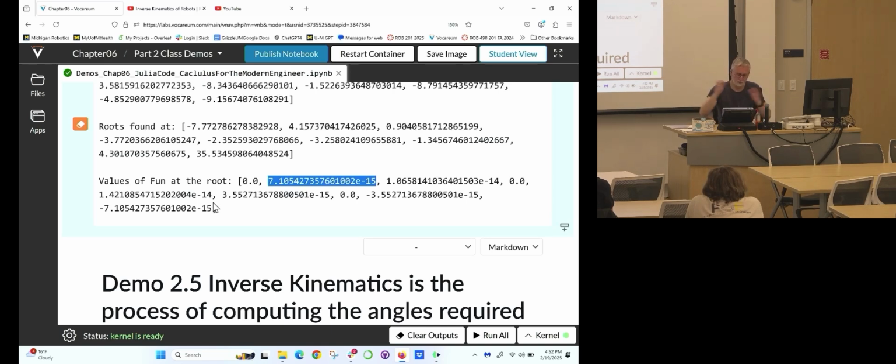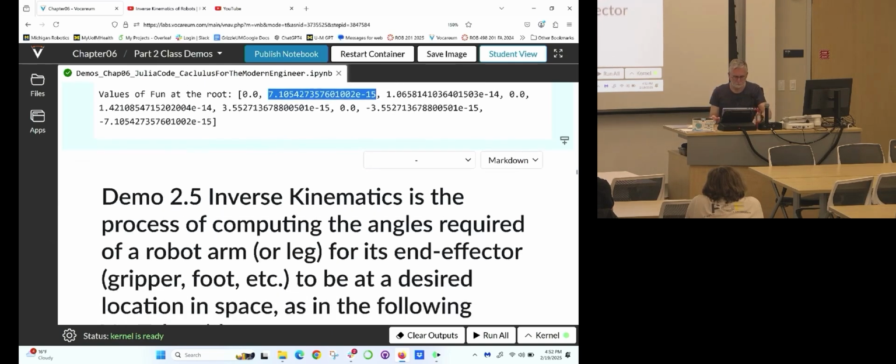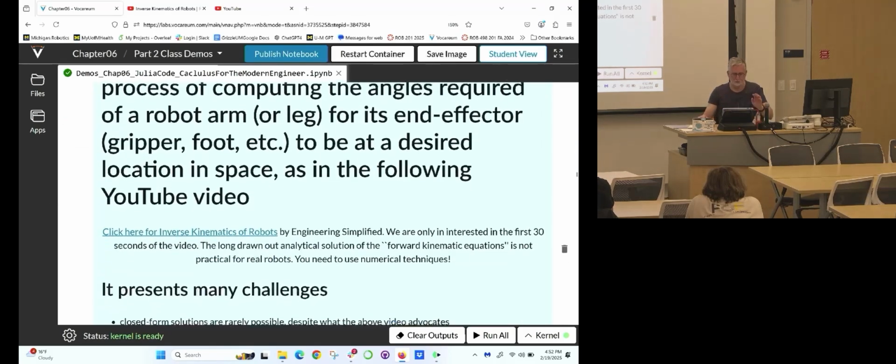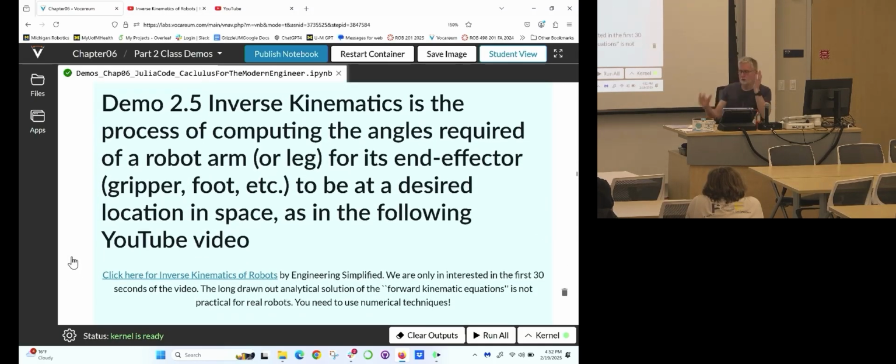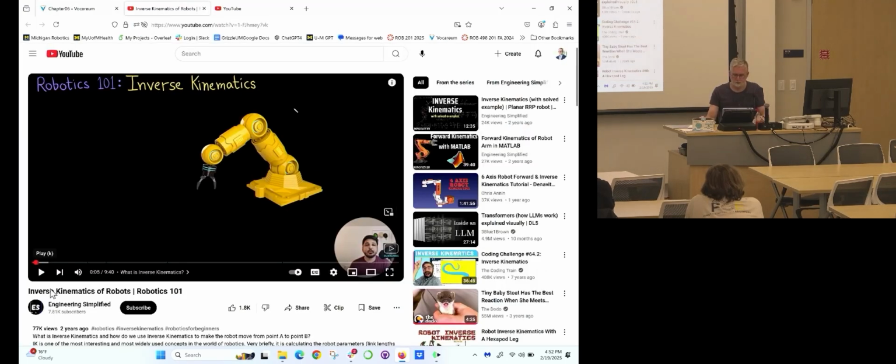We're going to need this when we do gradient descent with constraints, because we don't want to be running our own system in the background. Okay, so let me show you a robotics example where root finding is important. So I've got the video open.